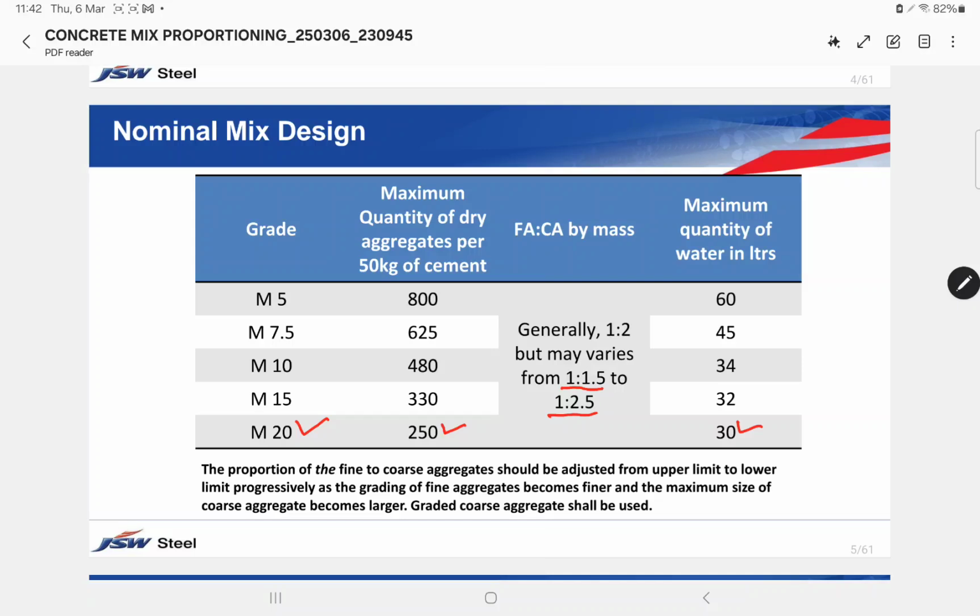So if you talk about 250 kg, then it means one part is fine aggregate, two parts are coarse aggregate, and in total it is 250 kg. So if I have to calculate the fine aggregate quantity for a 50 kg bag of cement, then it would be 250 divided by 3. Let's calculate what it comes to. 1 minute.